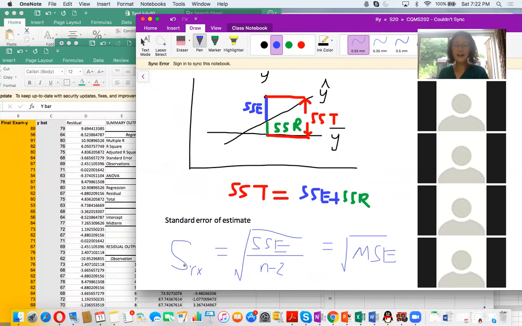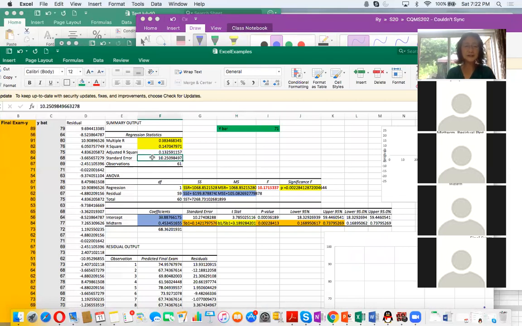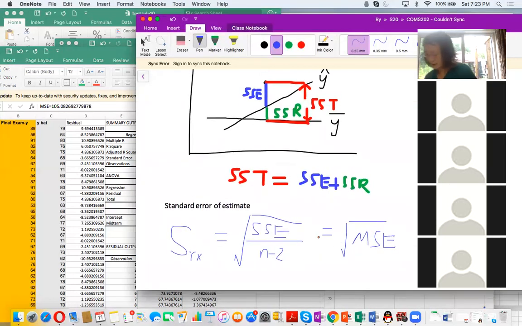So where is this SYX in this output? It is here, this number, standard error 10.25. 10.25 is that SYX. If you take this 105, the MSE, and take the square root, you get 10.25. Okay, so those are some terminology in this chapter.